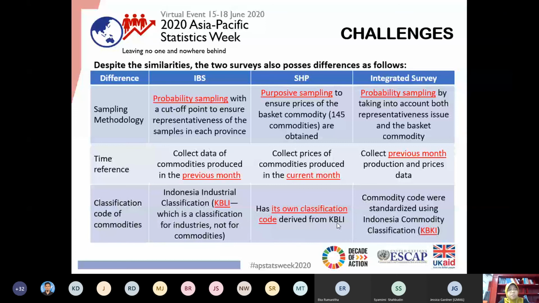Besides, I mentioned before that the surveys have most similarities. However, despite those similarities, the two surveys also have differences influenced by their objectives. The differences are in terms of sampling methodology, their time references, and also classification codes of commodities. We found it challenging at the beginning to mitigate the differences for the integrated survey, but we could make it anyway. The right column shows you how we mitigated the differences to ensure the integrated survey could still fulfill the objectives of the original two surveys.